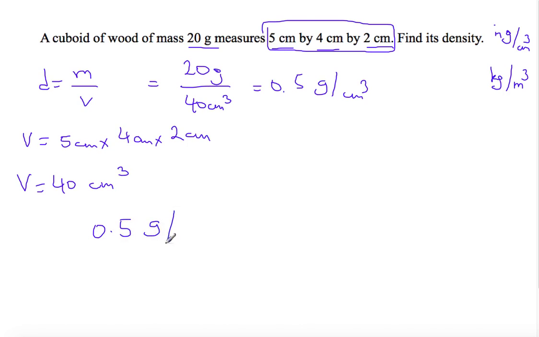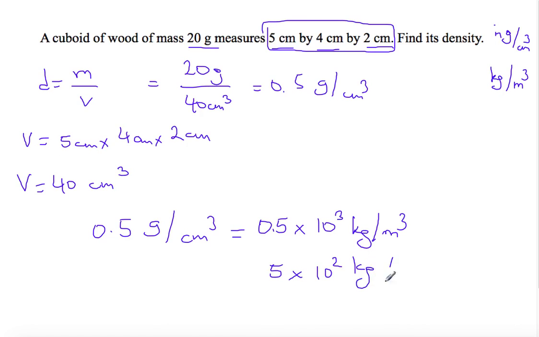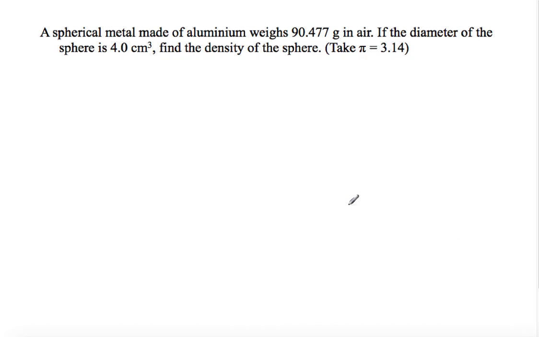0.5 gram out of centimeter cube equals 0.5 times 10 to the 3 kilogram per meter cube. But this is not in scientific notation because, as you remember, this must be bigger than or equal to 1, so it is 5 times 10 to the 2 kilogram per meter cube, the answer. We can continue with more examples.